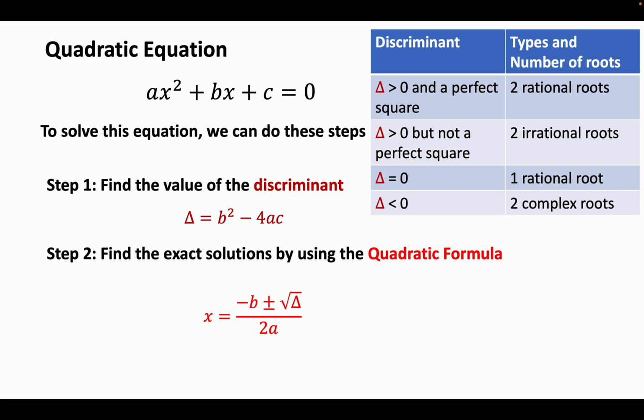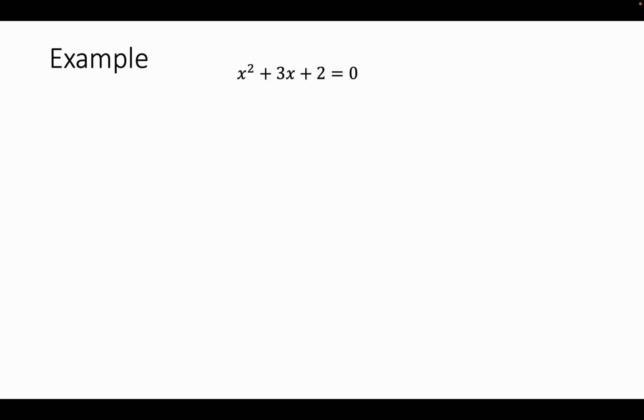If delta is larger than 0 and is a perfect square, we will have two rational roots as the solution. If it is larger than 0 but not a perfect square, then we'll have two irrational solutions. If delta is equal to 0, it'll have one rational solution. If delta is less than 0, then it will have two complex solutions. We can also use b squared minus 4ac for the square root of delta, but delta is a good placeholder.